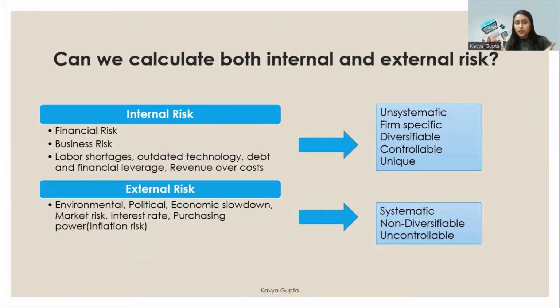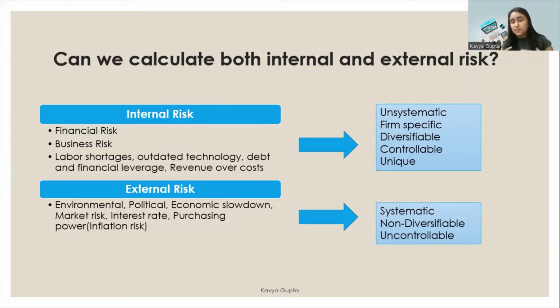So all that you people have mentioned, I've already written here. There's one more thing, purchasing power risk or the inflation risk, which we talked about at the start of the session. Now, internal risk will be firm specific, obviously, right? It's internal to the company, so it's specific to the firm.